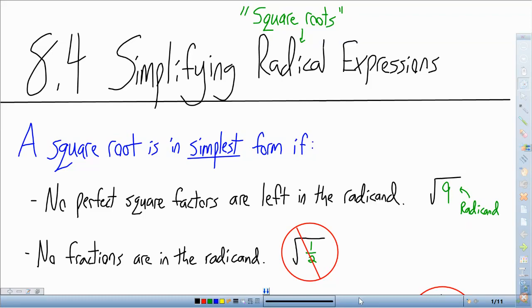Hey everybody. So we are looking at 8.4, simplifying radical expressions. It's going to be mostly focused on a specific type of radicals, square roots, which are probably the ones you're most familiar with. Go ahead and get this title here, and then I'll scroll up and let you get the rules for square roots.